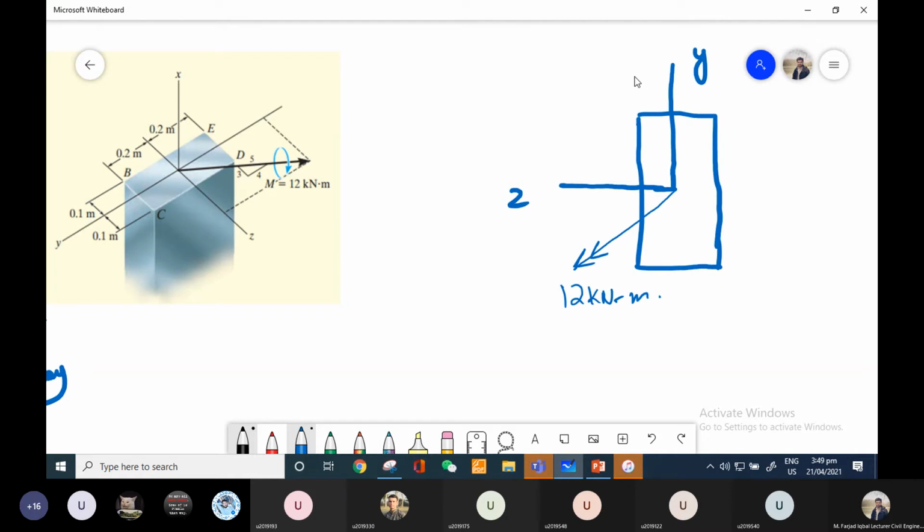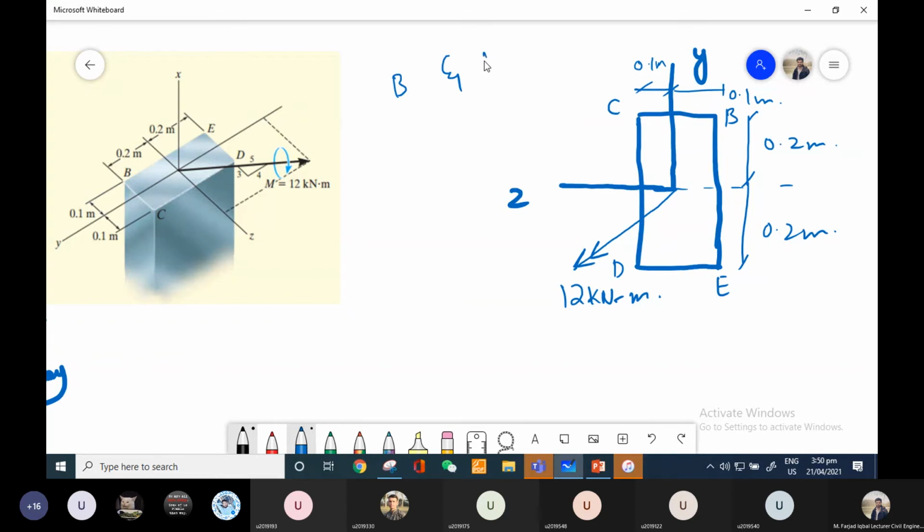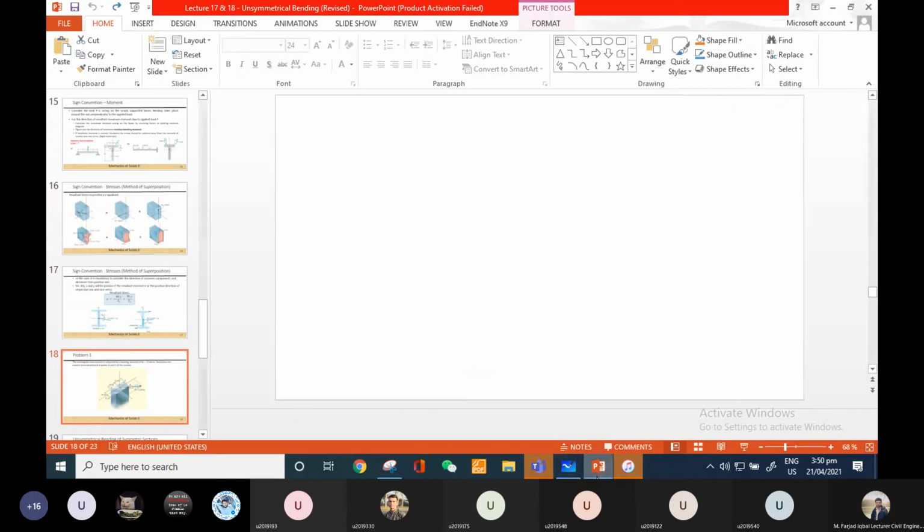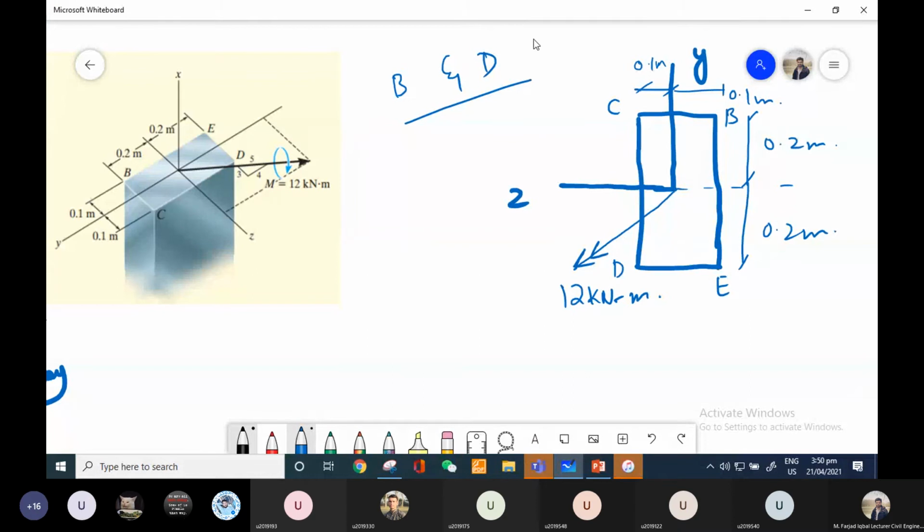And what else? I have been given the lengths. This is 0.1 meter. This one is also 0.1 meter. And then from this cross section, I have the length as 0.2 meters each, ZY, and this is point C, this is point B, and this is point D and E. And I need to find out the stresses at point B and point D. So these are the 2 points on which I need to find out the stresses.